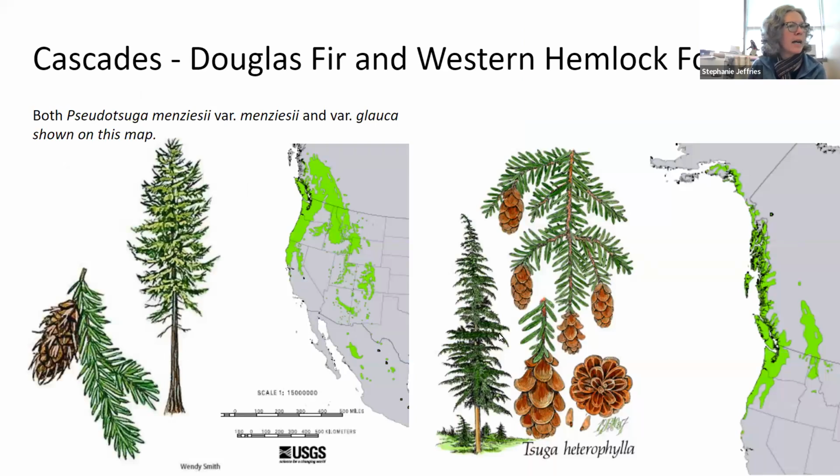So looking at these species, we've got Douglas fir, and the range map actually shows the entire range of Pseudotsuga menziesii. So var. glauca extends down through the Rockies, but Pseudotsuga menziesii var. menziesii is the species we're talking about here, and it's got the cone scales that hang down as well as the bracts that are appressed to those cone scales. And then I've already showed you the range for Tsuga heterophylla, extending into the Cascades and even the northern Rockies.